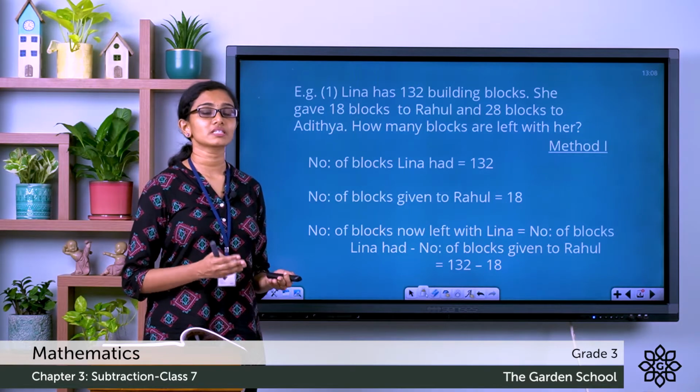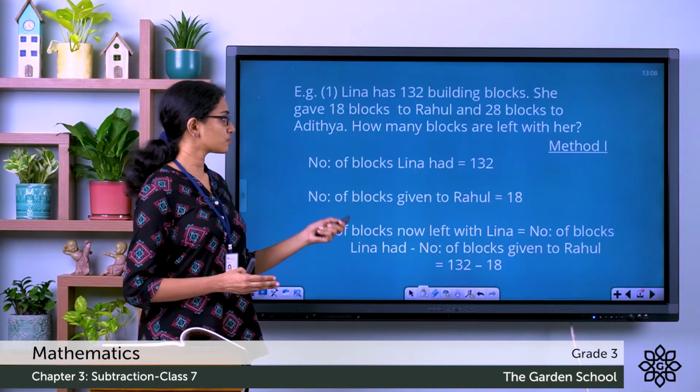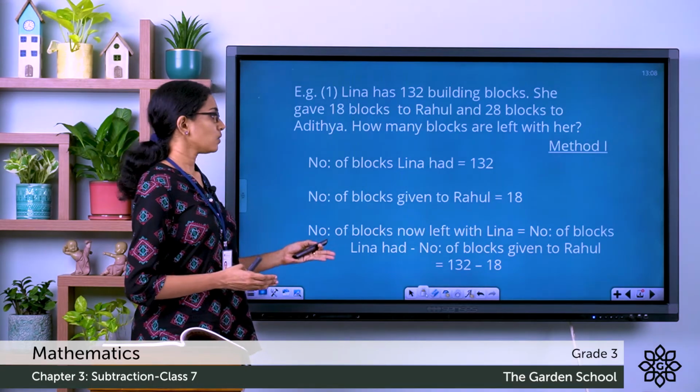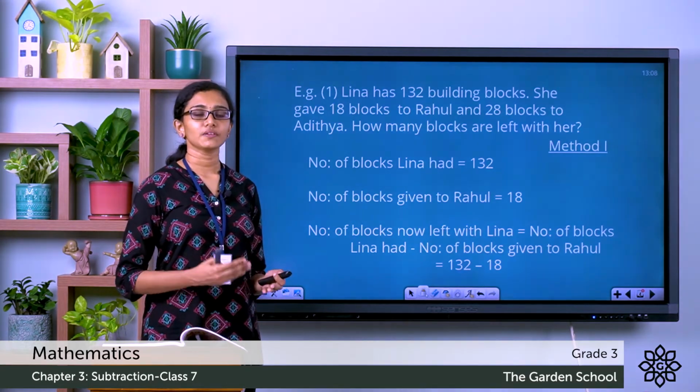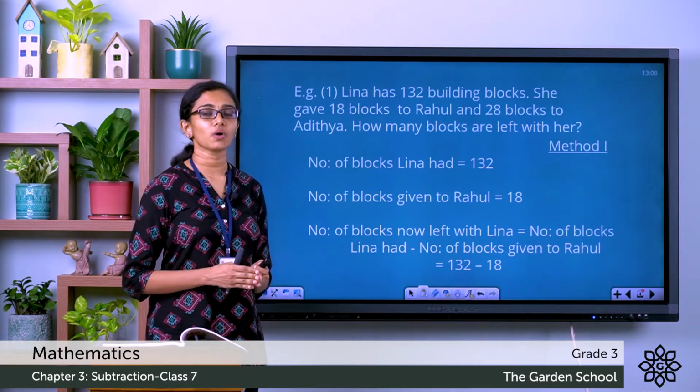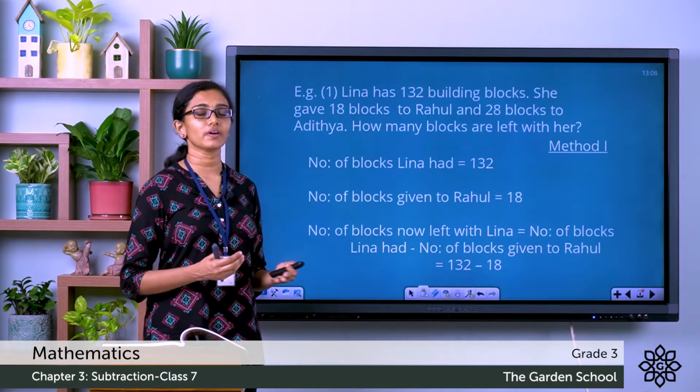Now how many blocks did she give to Rahul? Number of blocks given to Rahul is equal to 18. Now how many blocks are left with her? After giving away 18 blocks to Rahul, let's find out how many blocks are left with Lena. How do we find it out?